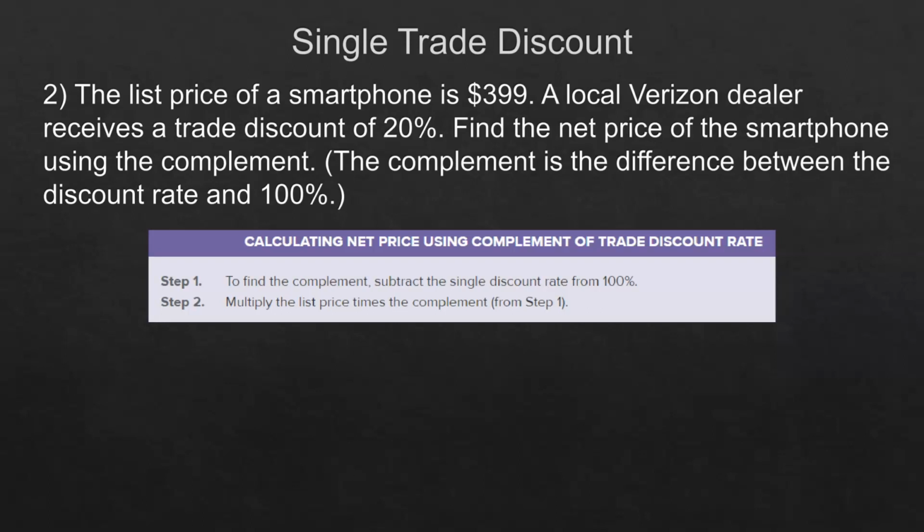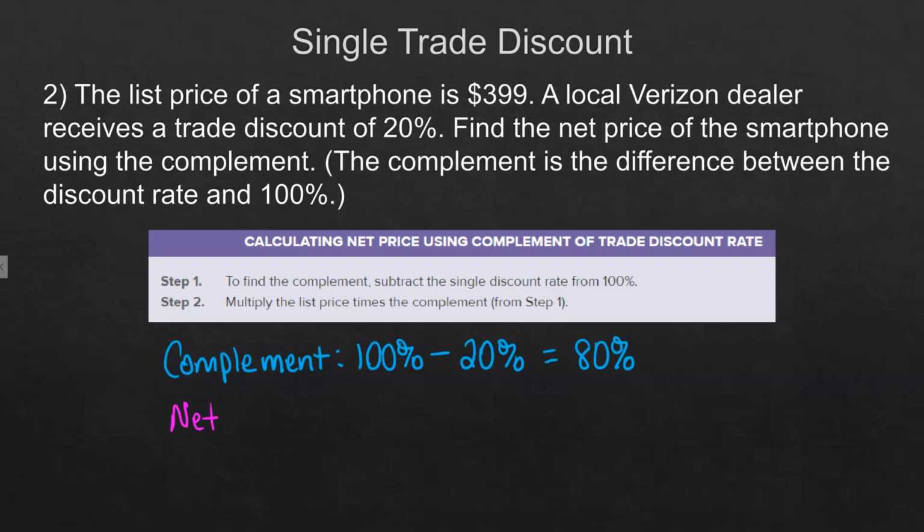I'm going to write this out because I want you to be sure and think about this. To find the complement, we take 100% and we subtract our rate, right? Our trade discount rate is 20%, so the complement is 80%, and it's telling you that on step 1. And then multiply the list price times that complement, and we go right to the net price. That's what's really cool about this.